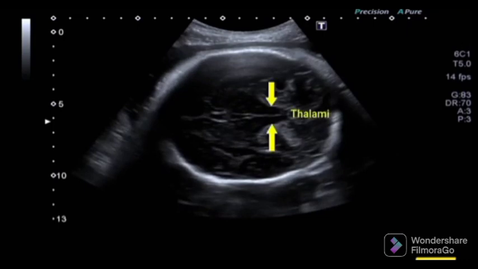This is the thalami. This is the midline falx. This box-like structure is the cavum septum pellucidum.